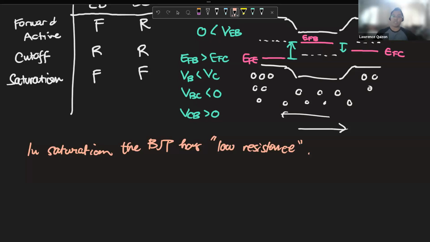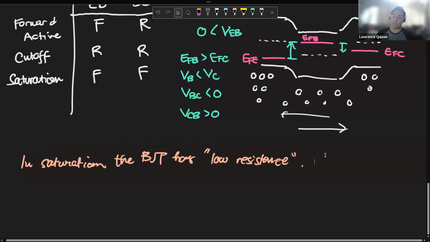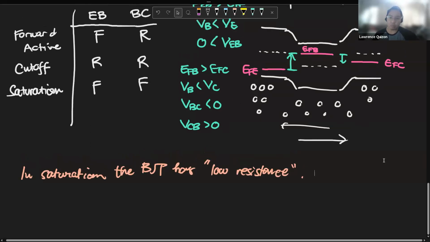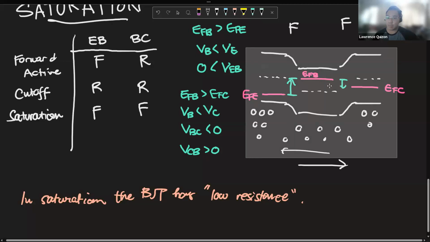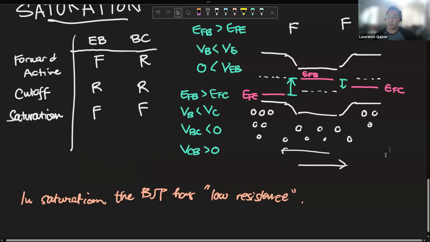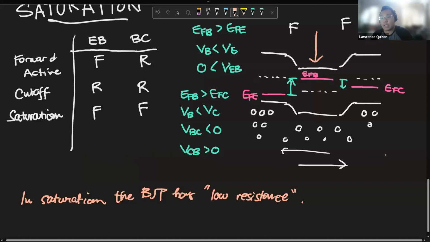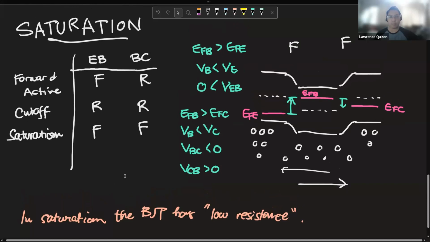In saturation, the BJT has low resistance, or it's in the on state, essentially. We don't tend to like saturation either because it doesn't have the same amplifying properties as forward active does. Because now, when you apply a current to the base, it doesn't relate to the currents in C or E. So that's a problem there, right?